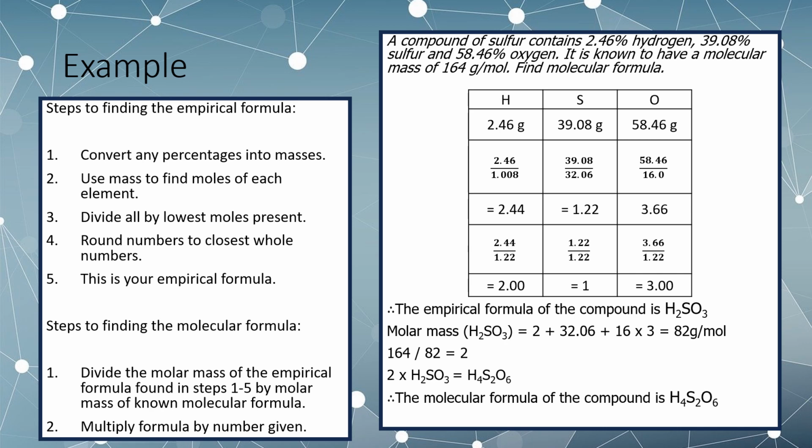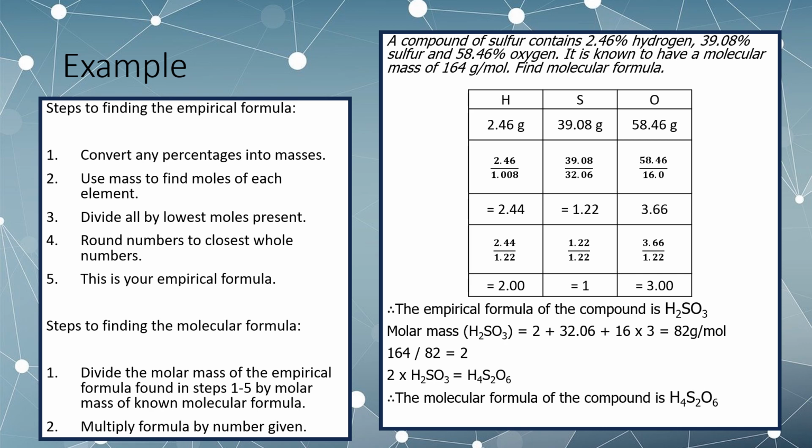Okay, let's look at what information our example provides. A compound of sulfur contains 2.46% hydrogen, 39.08% sulfur, and 58.46% oxygen. It is known to have a molecular mass of 164 grams per mole, and we're asked to find the molecular formula. So, our first step. Now, another additional step that we can add in here is writing it out as a table, as this can be quite helpful and process each step nice and easily for us. So we put our symbols down to help us indicate which element we're dealing with. So we've got hydrogen, sulfur, and oxygen.